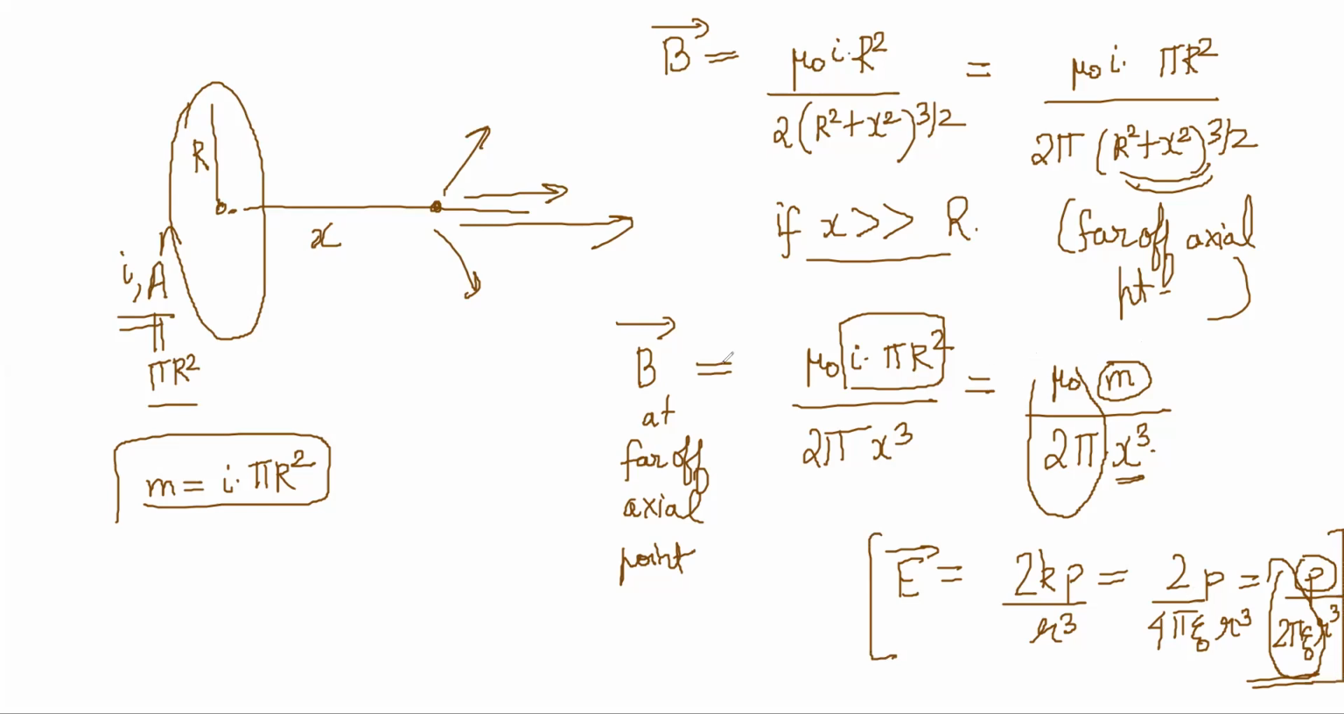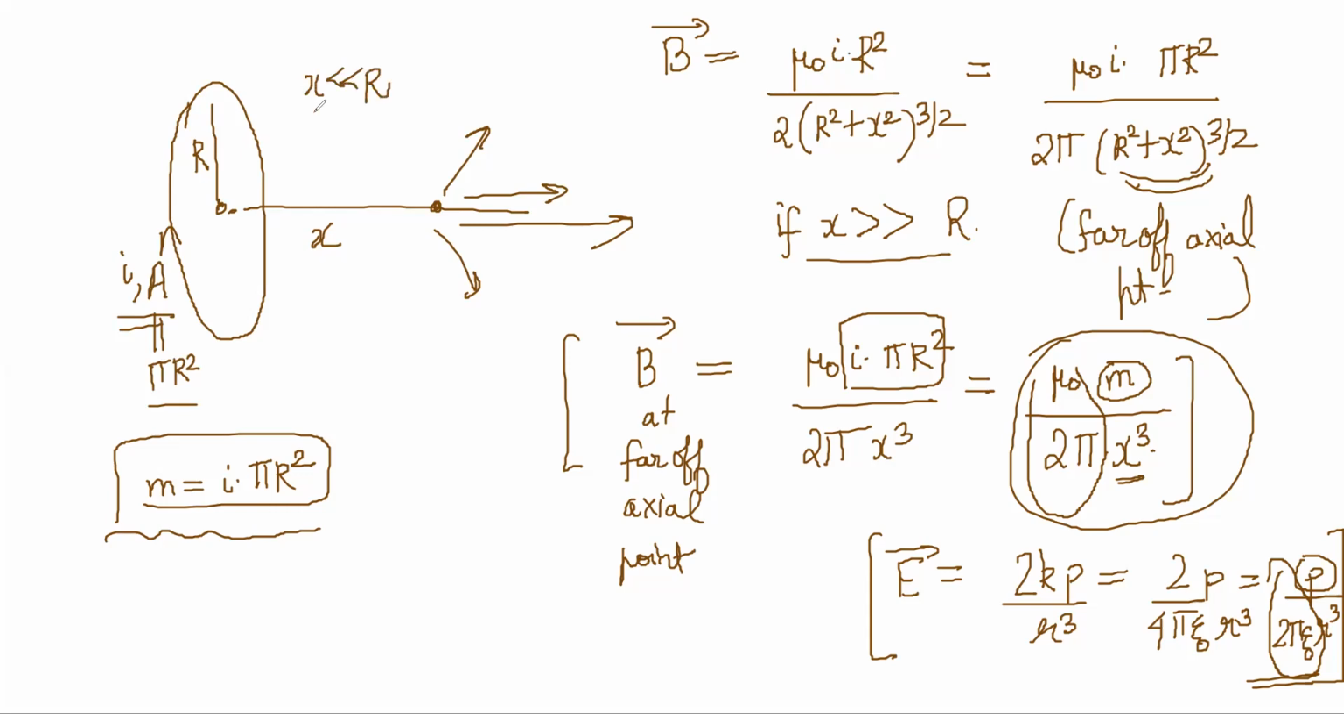Just because the formula looks similar, we are introducing this concept, because then we can remember both. We can remember that a current loop also behaves like a dipole if the point is far off on the axis, and you can calculate the magnetic field by this formula. This formula is not correct if your x is less than r, by the way. Then it becomes close to mu naught I by 2r, which is close to the field at the center point. But in the far off case, it is this.